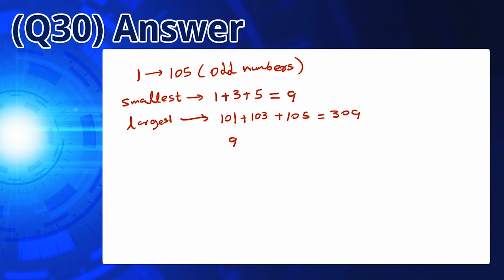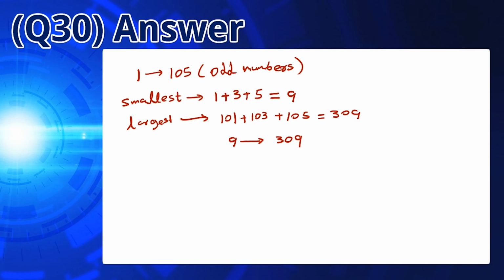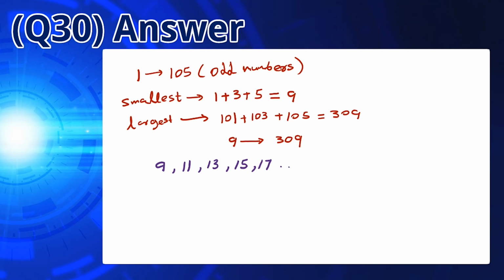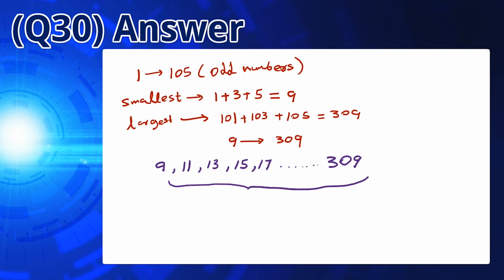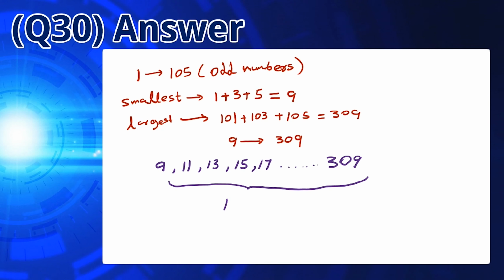We get a number series which starts with 9 and ends in 309, and each term being 2 more than its previous one. There are 151 terms in this series, so the answer is 151.